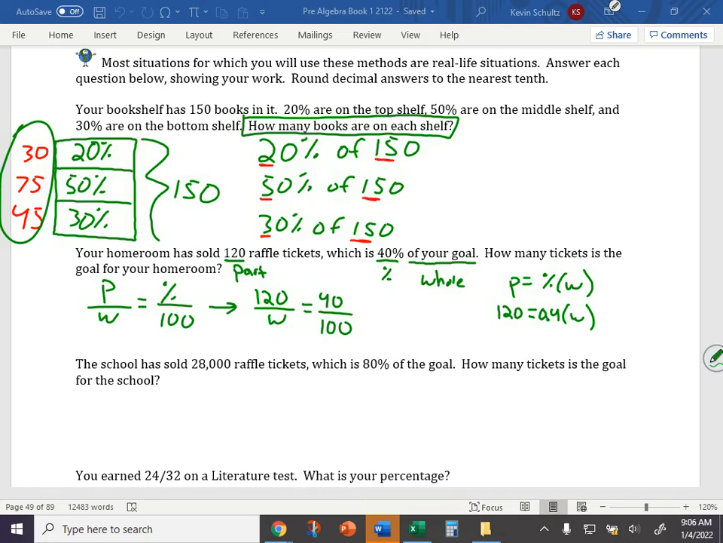Again, cross products is your method for the proportion. Equation solving is your method for the equation. Quinn, what'd you come up with? 300. Do we have a second on that? Yeah. Good. Okay, 300 would be the correct answer. If you did not get 300, now would be a great time to ask a question.